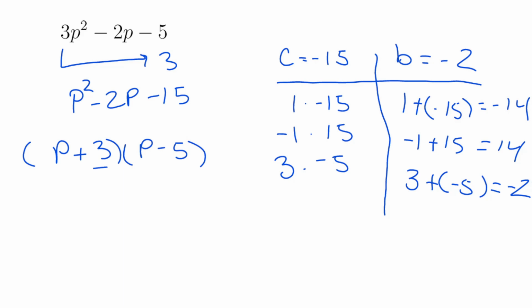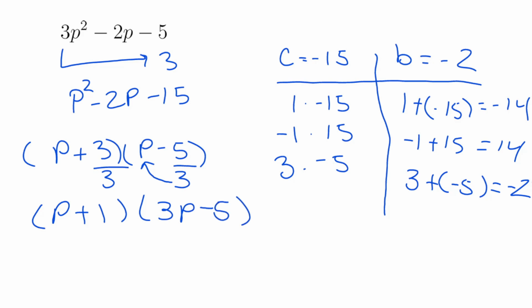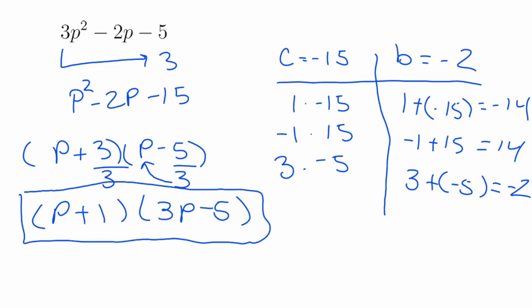Now, we need to divide both of our numbers by our 3 here. So simplify your fraction if you can. We get p, 3 divided by 3 is 1, so p plus 1. Over here, 5/3 will not simplify, so we'll bring our 3 up in front of our p, and we're going to have 3p minus 5. So our factored version of 3p squared minus 2p minus 5 is going to end up being p plus 1 times 3p minus 5.